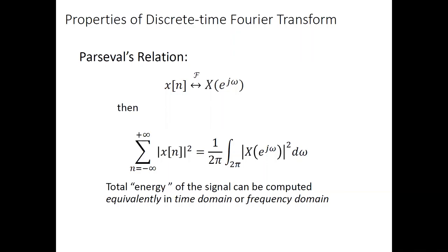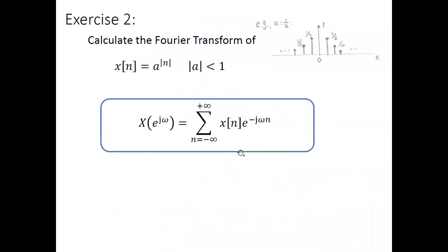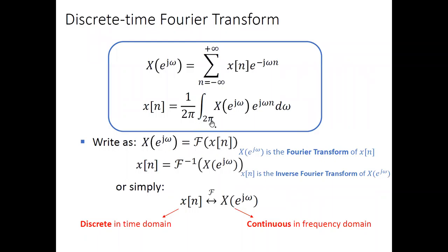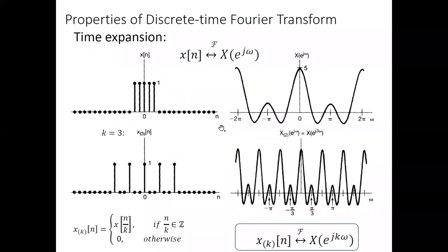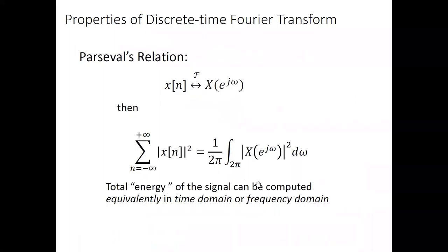Magnitude square, we take the infinite sum, and it equals the Fourier transform magnitude square, integrated over frequency. But this time, corresponding to the inverse Fourier transform, the integral is not taken over minus infinity to plus infinity. It's taken over any interval whose length is 2 pi. So this 2 pi is the same as the 2 pi in the inverse Fourier transform. This is a difference from the continuous time case. And the intuition is still that the total energy of a signal calculated in the time domain, on the left-hand side, equals the energy calculated in the frequency domain, the integral on the right-hand side. This is Parseval's relationship.